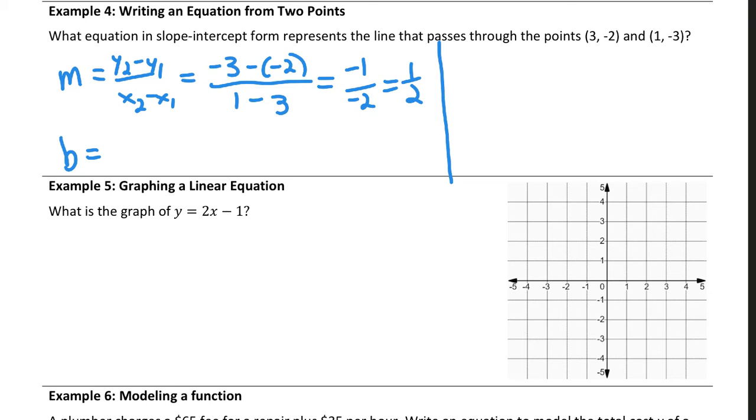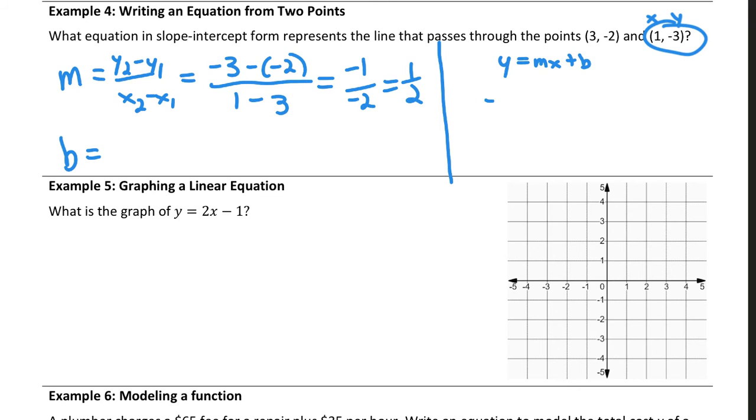If you could graph this, that would be great, but we don't have a graph available to us. So we've got to figure out how to do this. It's about remembering y equals mx plus b. The x and y in y equals mx plus b represent any point that lies on this line. So I'm going to pick our point, (1, -3). 1 is x, -3 is y. So I'm going to substitute all my known values into this equation and solve for b.